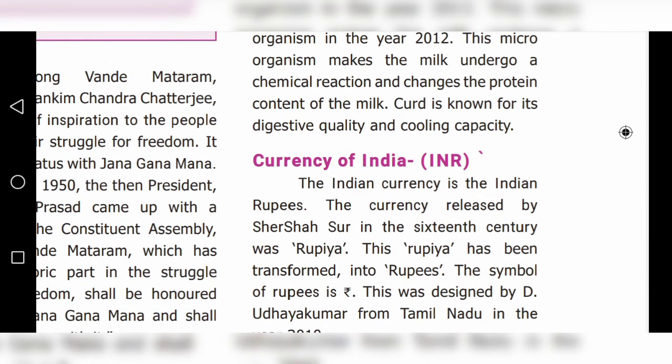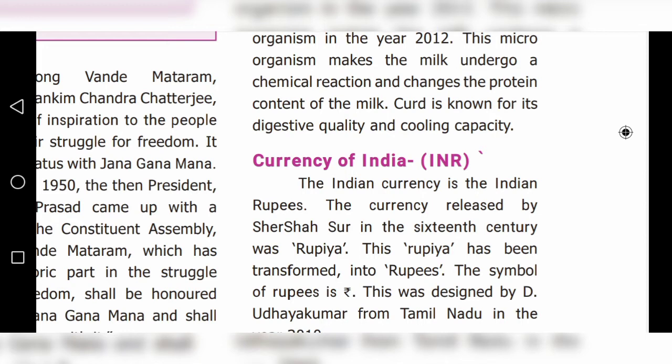Currency of India. INR, Indian rupees. Okay, the Indian currency, INR, the Indian currency is the Indian rupees. So this is our rupees, Indian currency.